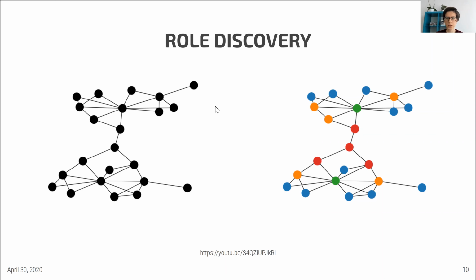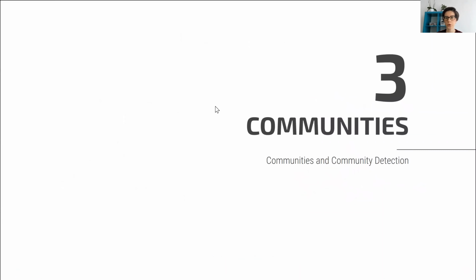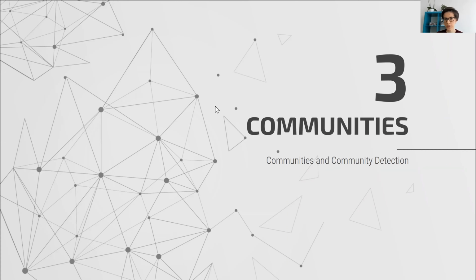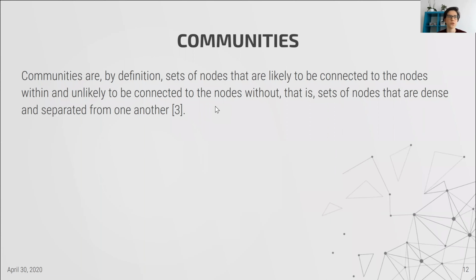So now that we have a glimpse of what the communities and roles are, I would give some more formal definitions. There are many definitions of communities, but the most modern one, according to a really nice survey by Santo Fortunato, is that communities are a set of nodes which are more likely to be connected to nodes within the same community, and unlikely to be connected to the other communities, which translates back to the classical formulation that communities are a dense set of nodes that are well separated from the others.